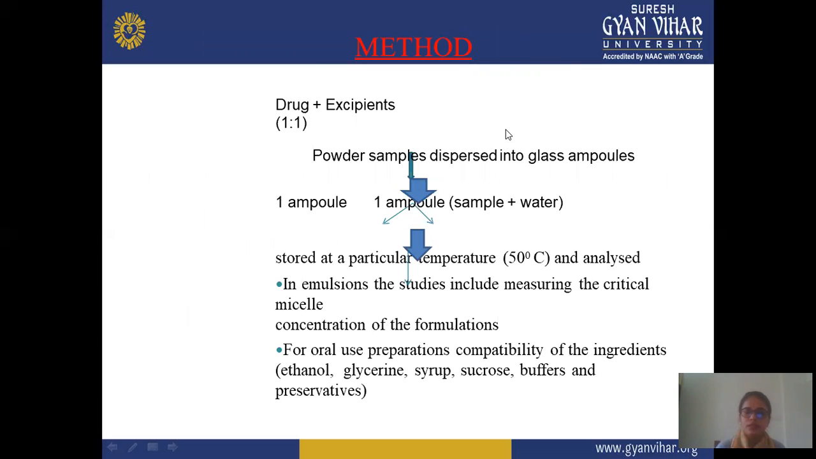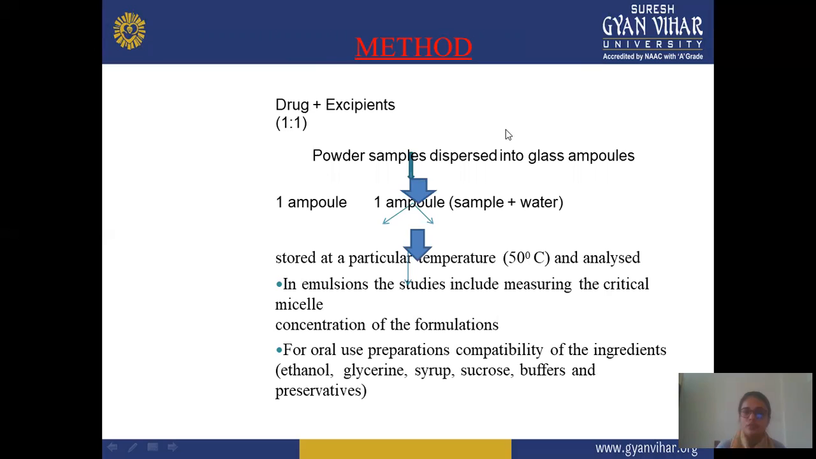Next method. In this method, first you take drug and excipient, and the concentration and ratio of this drug and excipient is 1:1. Suppose you are taking 10 gram of your drug, and in this condition you also take 10 gram of your excipient. Both are in a similar amount or similar concentration. And then the powder of the samples is dispersed into glass. And then store at a particular temperature, mainly 50 degrees Celsius, and the analysis in the study includes measuring the critical micellar concentration of the formulation.